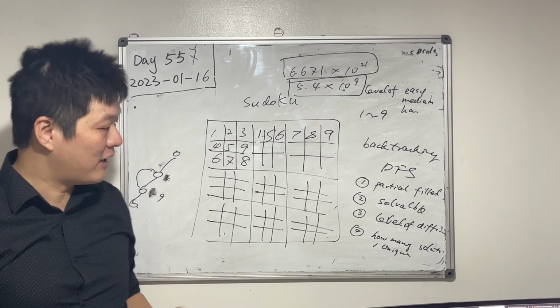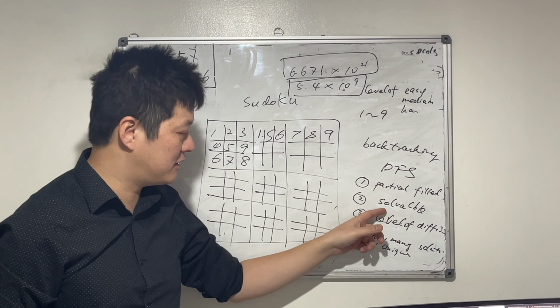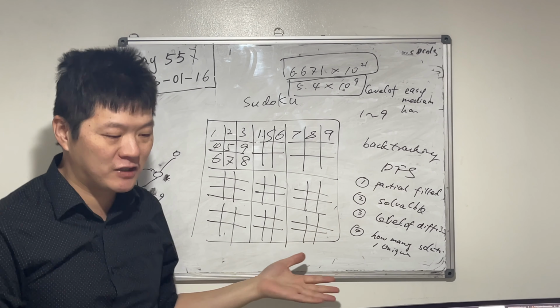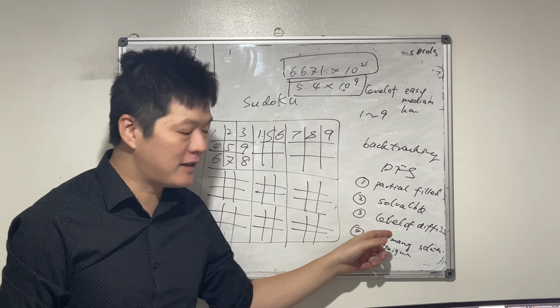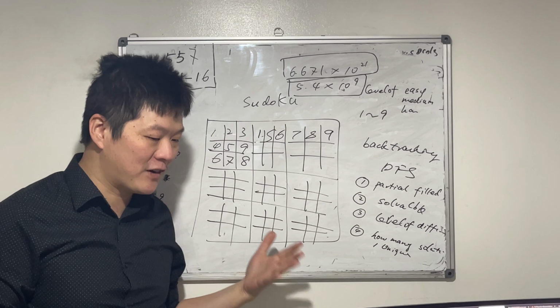Okay, so these are the requirements. We want to return a partially filled state, and it has to be solvable. If it's not solvable, there's no point, right? And then the level of difficulty, this is optional. We need to consider the level of difficulty.